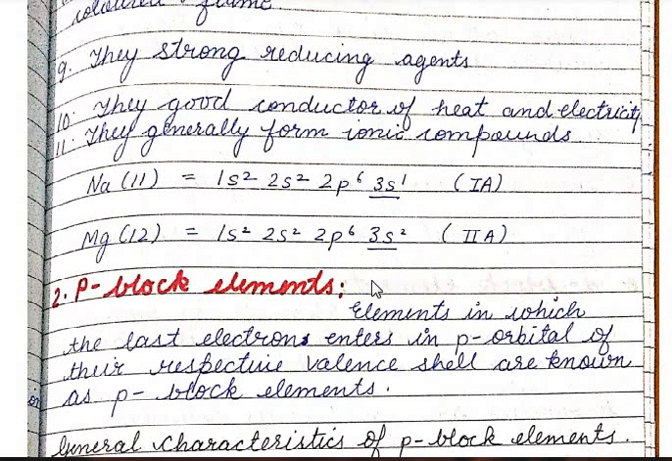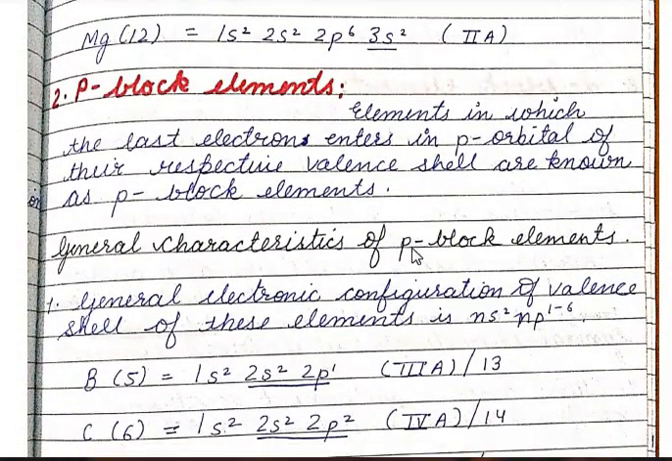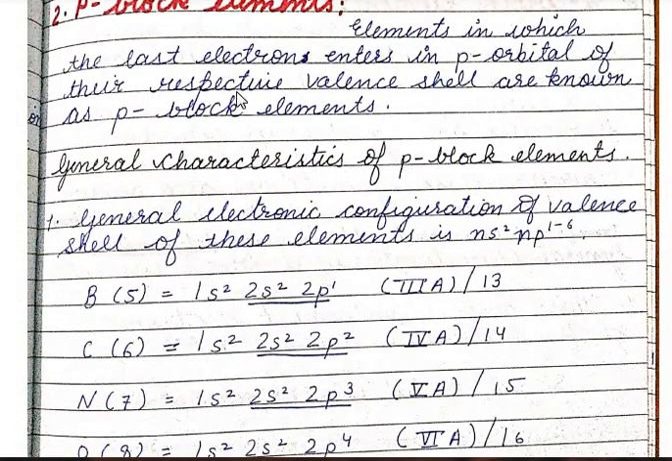Okay. Now, p-block elements. Elements in which the last electron enters the p orbital of their respective valence shell are known as p-block elements. Last electron enters in p orbital, then that kind of elements are known as p-block elements. General characteristics of p-block elements.